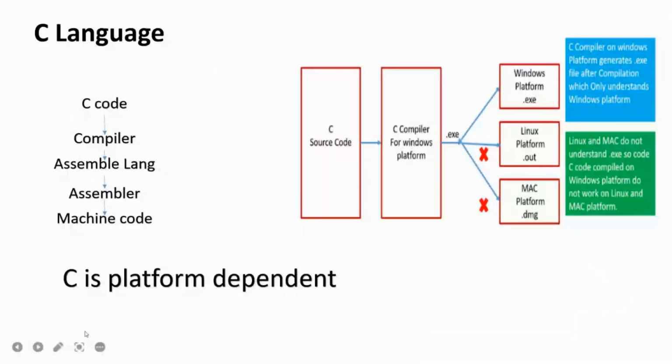I have written some source code. Source code is nothing but a program I have written in C language to add two numbers. For example, int a, int b, int c equals a plus b, and I get a result, right? After that, your C compiler is going to compile the code and generate this assembly language, right? So I have an assembly language.